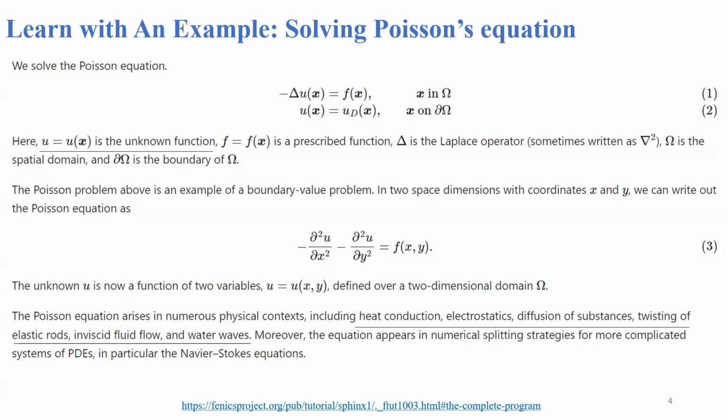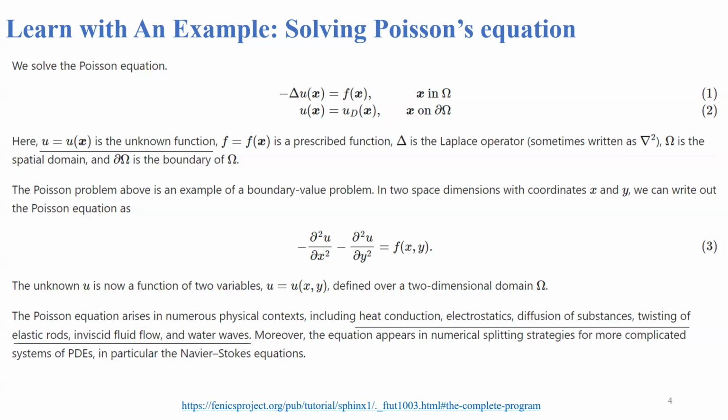Now, we know the governing equation, we know the boundary conditions. Here u is the unknown function, f is a prescribed function, delta is the Laplacian operator, also written in another form you might see in other textbooks. Omega is a spatial domain, and del omega is the boundary of omega. So we are specifying the boundary conditions here.